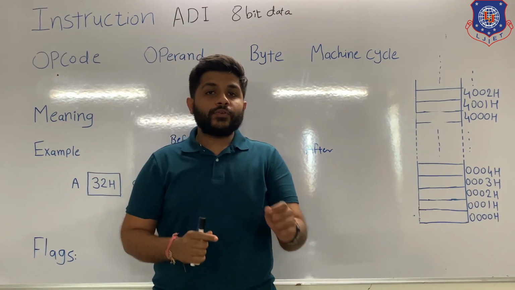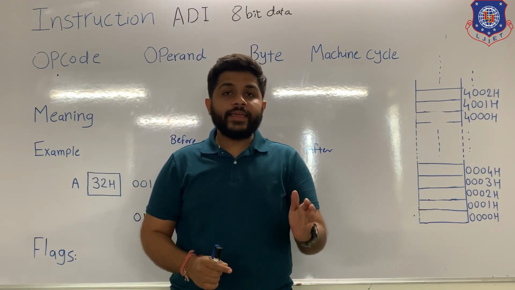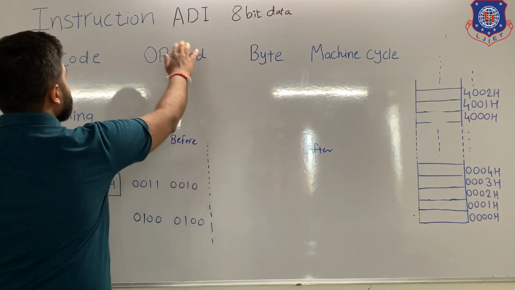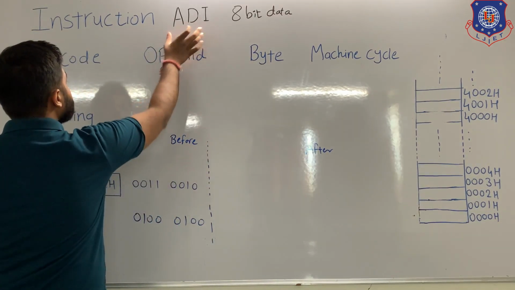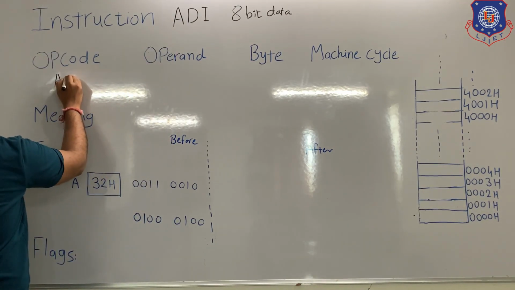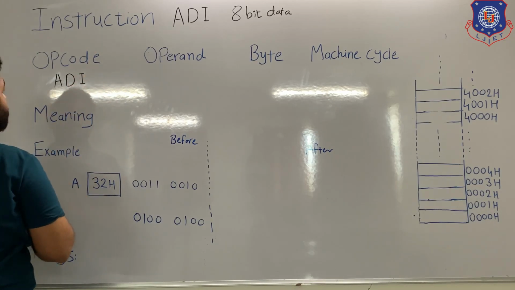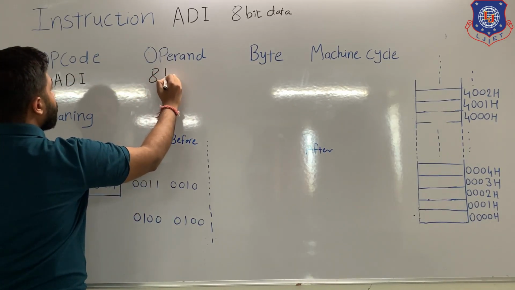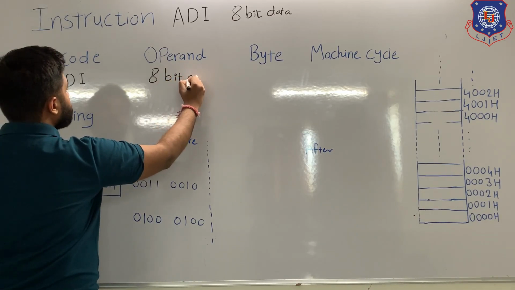Okay students, now we are going to see the instruction ADI 8-bit data. For this instruction, the first portion is known as opcode. So opcode is ADI. The remaining portion of the instruction is considered as operand, that is 8-bit data.